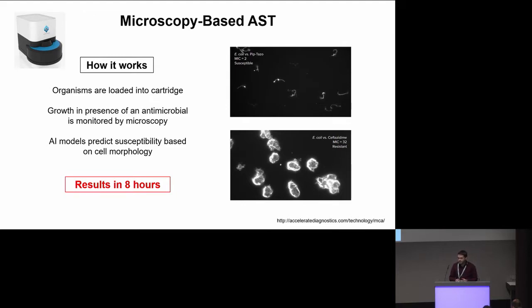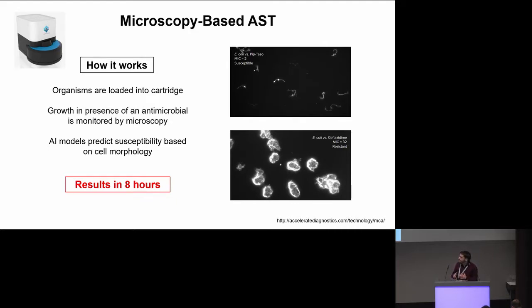So this is a currently existing system that's cleared in the United States. This is the Accelerate system, that performs microscopy-based susceptibility testing directly from a positive blood culture. It works by having a technologist load the organisms directly into a cartridge using a regular pipette, directly from a blood culture. And the organisms are then incubated in the presence of an antimicrobial and monitored by automated microscopy.